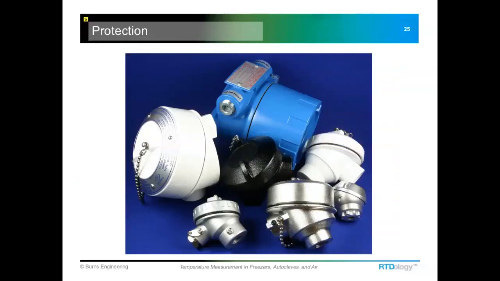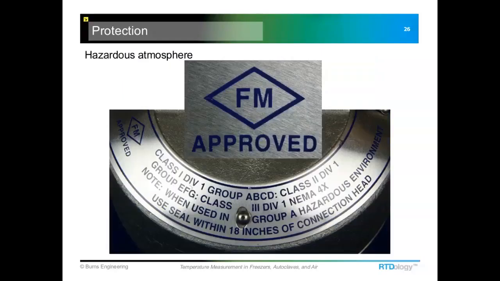So that kind of covers how we protect the probe on the inside of the process. We have to make sure in some cases that it's waterproof, and that the time response is appropriate for the application. We also need to protect the probe on the outside of the process, and this is done primarily with the connection head. There are a lot of different styles around explosion-proof, waterproof, stainless steel, plastics, and hazardous atmospheres. There's FM, CSA, ATEX, and on down the list, methods of installing into hazardous locations.